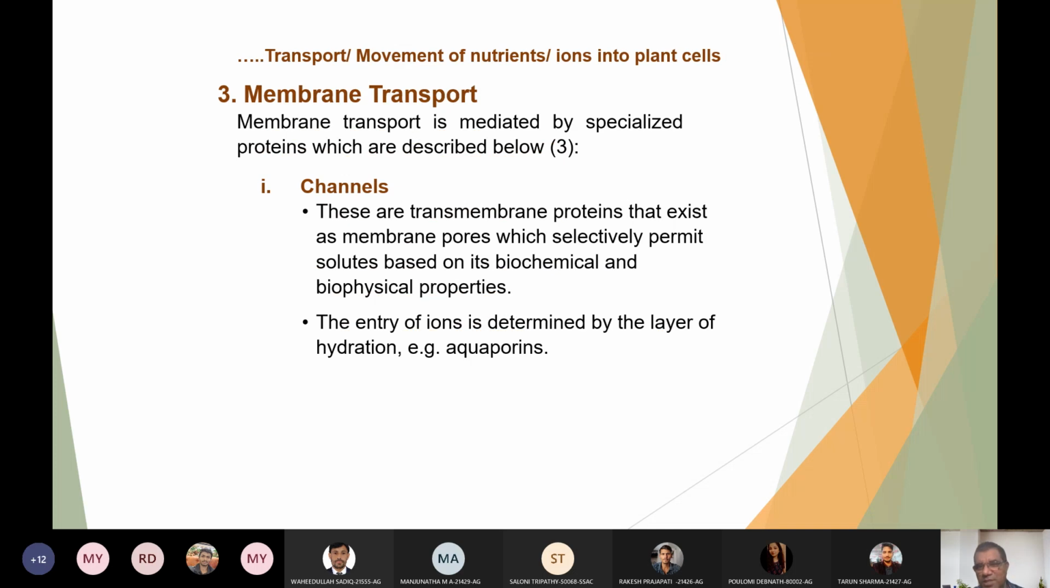Now membrane transport. So one kind of transport you have seen was passive transport, the other is active transport, and the third one is membrane transport. This is movement of ions. Membrane transport is mediated by specialized proteins, which are described below. Number one is channels. These are transmembrane proteins that exist as membrane pores, which selectively permit solutes based on their biochemical and biophysical properties. So they can pass through certain channels. The entry of ions is determined by the layer of hydration. Examples are aquaporins.